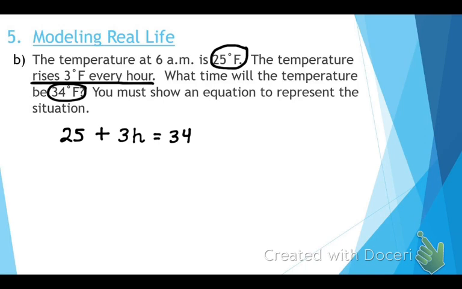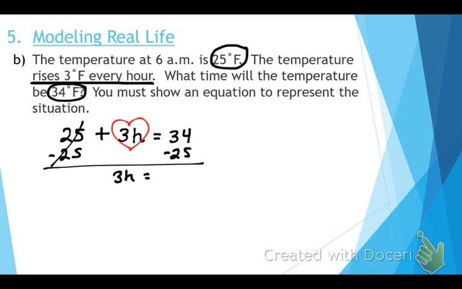What's not allowing that H to be alone? 25. Add by 25 and... Nope. What does it mean, guys, when there is a number next to a letter? Multiply by 3. So what should I get rid of first? The add by 25 or the multiply by 3? Add by 25. Good job. If you remember how we talked about it, these guys stay together as long as possible. How do I get rid of the 25? Subtract 25 from both sides. What is 34 minus 25? 9. Am I done? No.